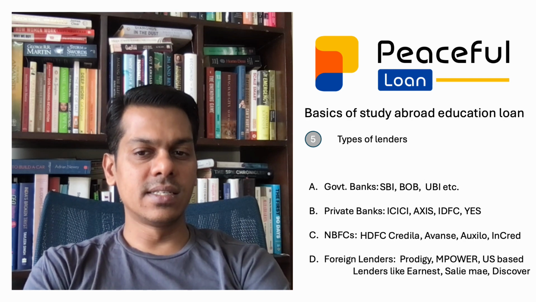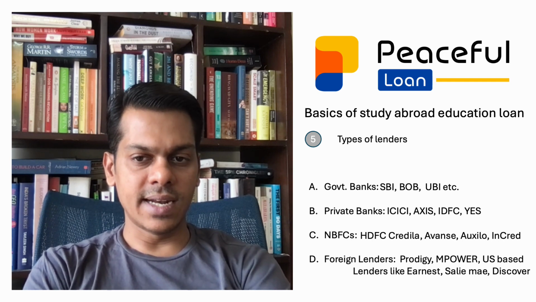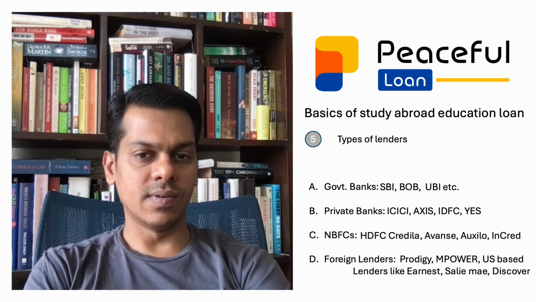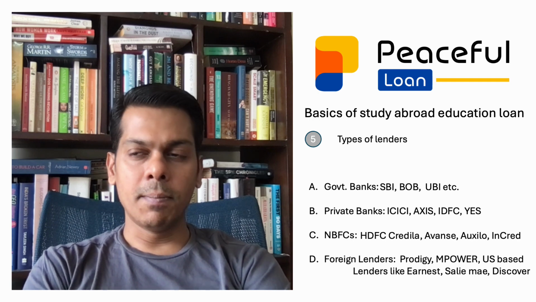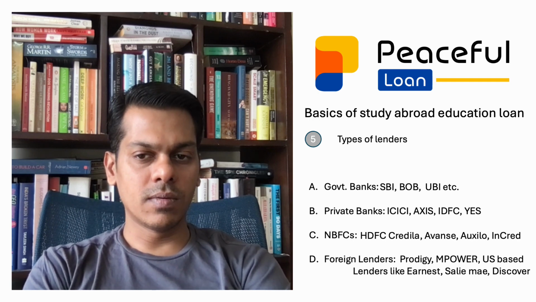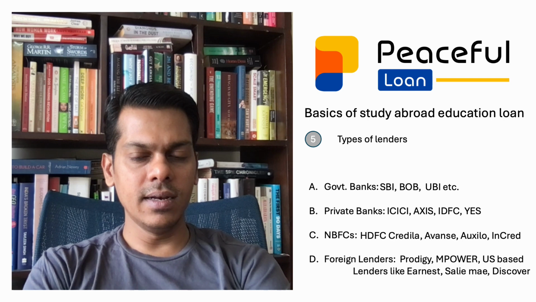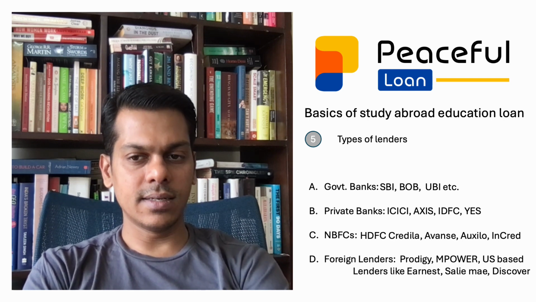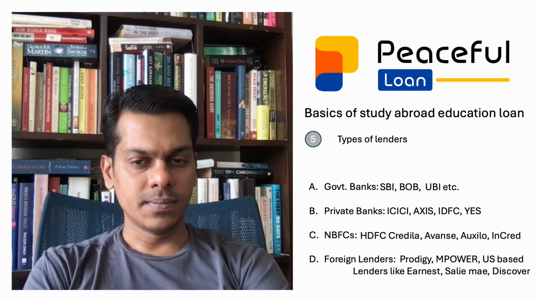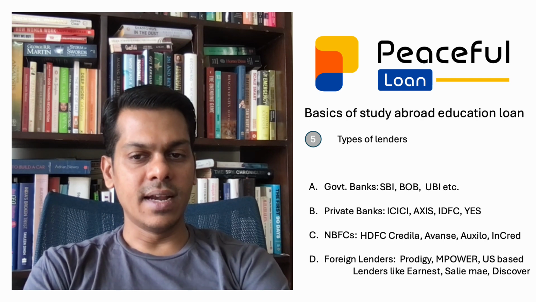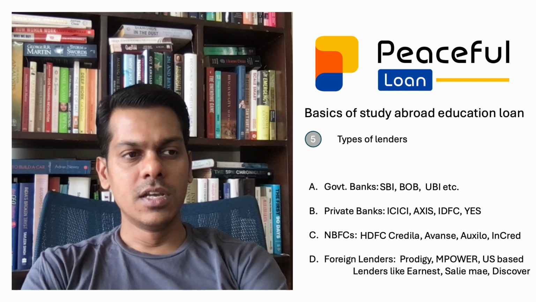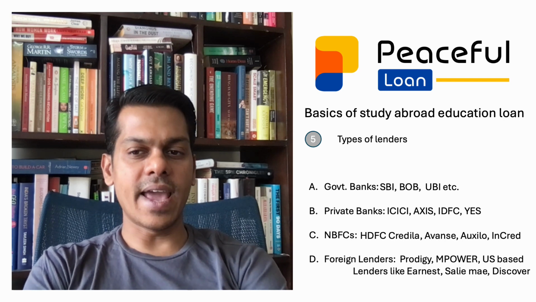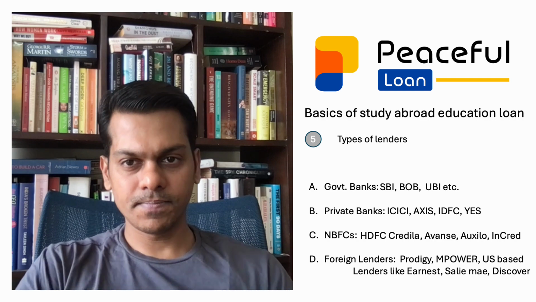Last but not the least are the foreign lenders. Prodigy, Empower, and US-based lenders like Earnest, Sallie Mae, Discover. Prodigy, Empower don't need a co-borrower or collateral. That in turn reflects into higher interest rates commensurate with the risk which they are taking. While US-based lenders will require you to have a US-based co-borrower with a high credit score and good income.